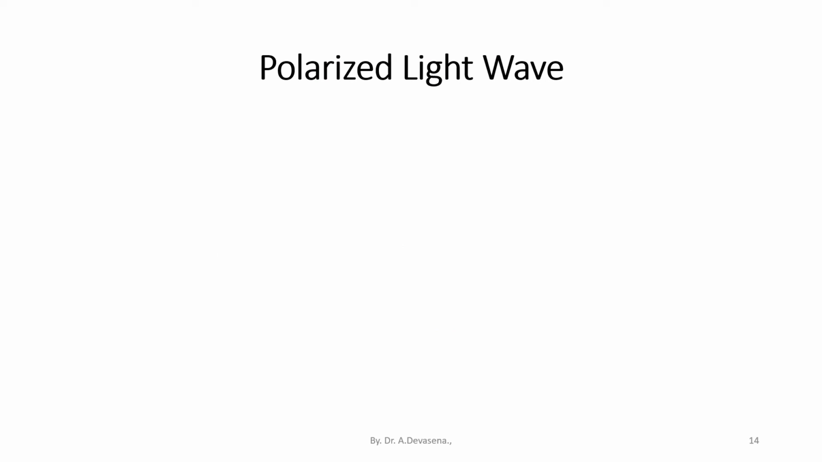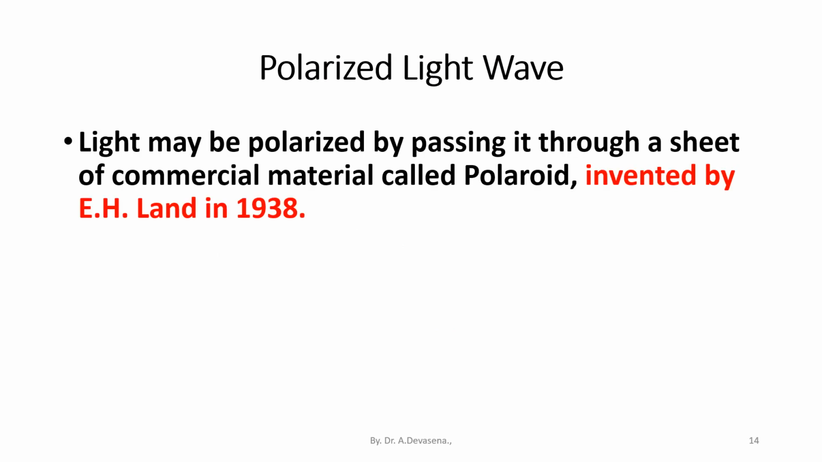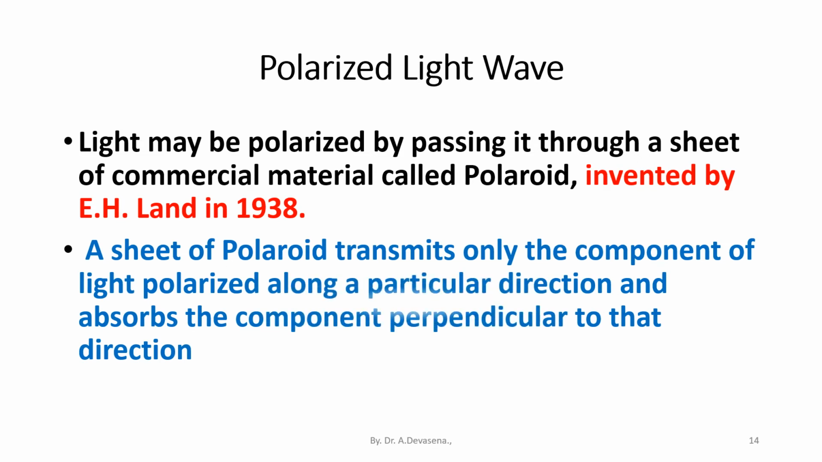Polarized light wave. Light may be polarized by passing it through a sheet of commercial material called Polaroid, invented by E.H. Land in 1938. A sheet of Polaroid transmits only the component of light polarized along a particular direction and absorbs the component perpendicular to that direction.